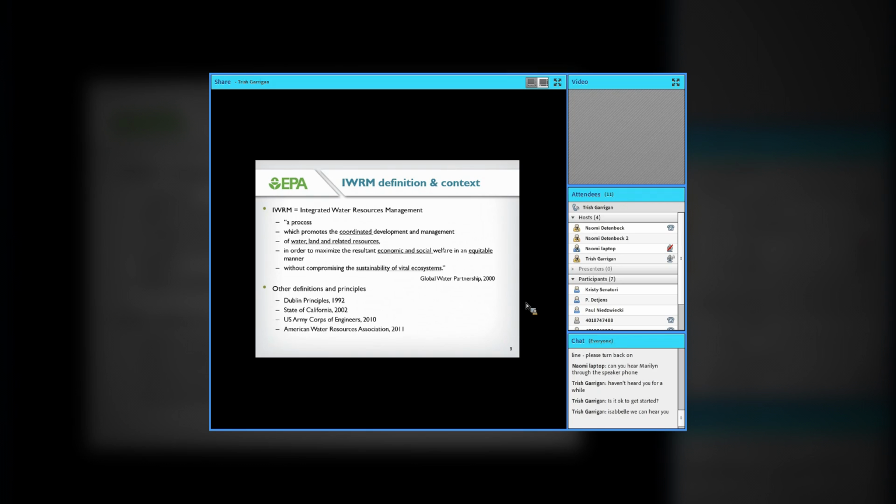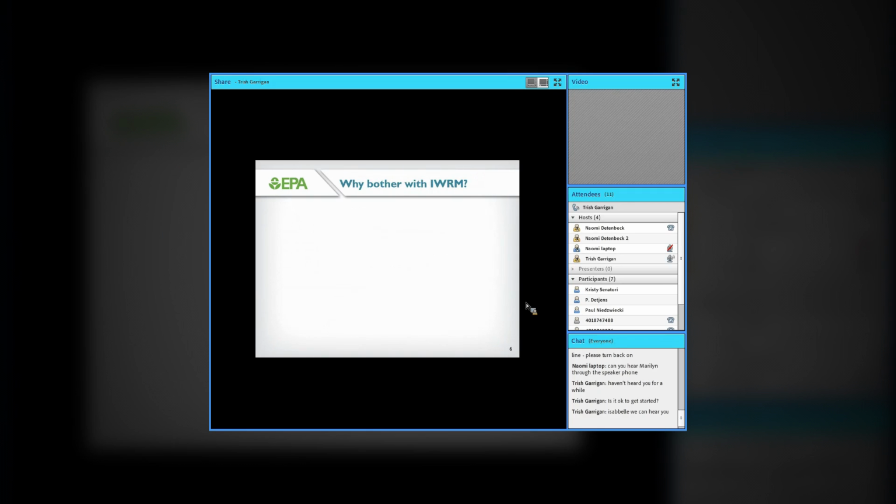So let's see if we can answer these two questions. The first one is, why bother with integrated management? It talks about meeting multiple needs and goals, and some of those might be conflicting, some synergistic. So withdrawals would be conflicting with in-stream uses. But it explicitly wants to encompass everyone within the management scheme.